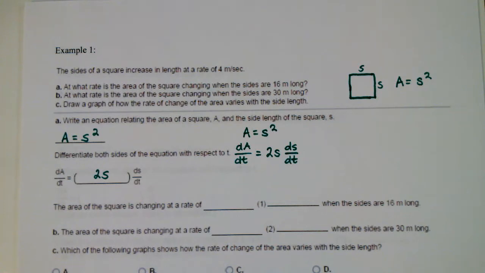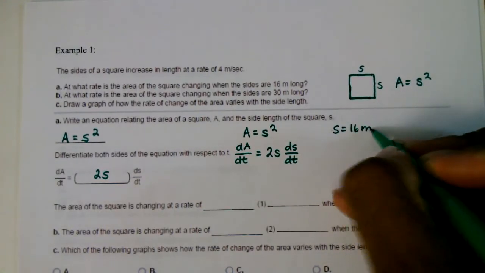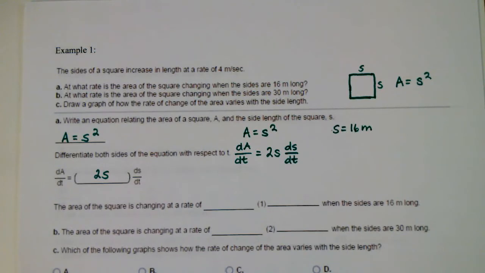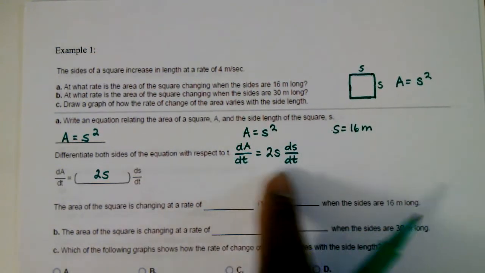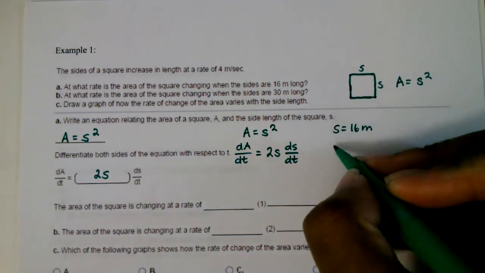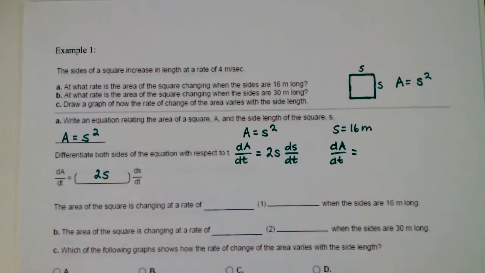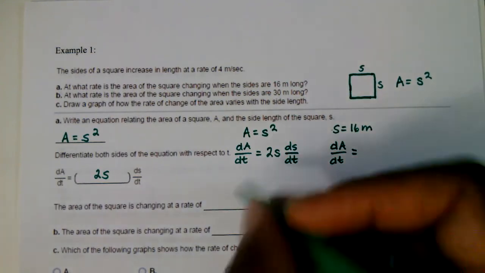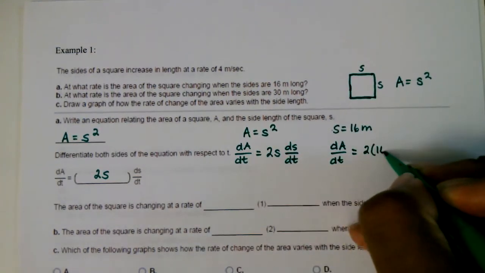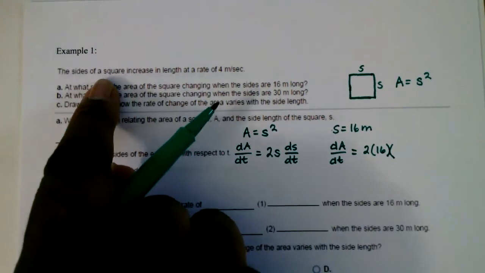Okay, so that's that part of part A. And then they're asking for at what rate is the area of the square changing when the sides are 16 meters long? Well, we know that S is 16 meters. That's the length of the side. So using this right here, dA dt is equal to 2S ds dt. We can find that out by just doing the substitution. We're finding the rate that the area of the square is changing. So dA dt would have to be 2 times S, which is 16, times ds dt.